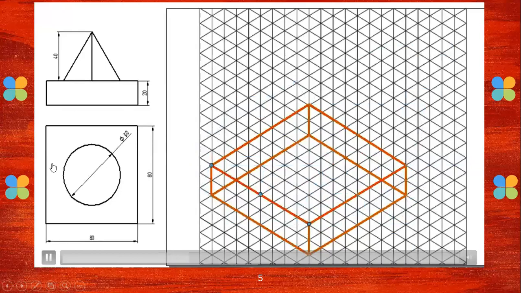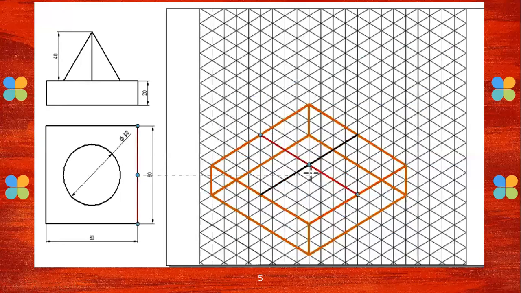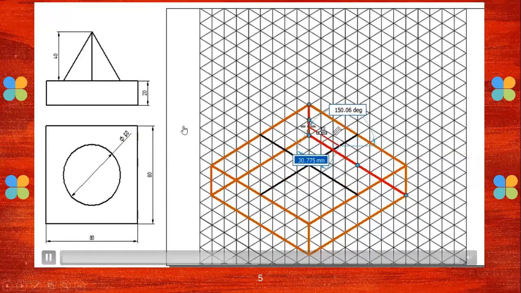Now you have to place the cone of 50 mm diameter. So get the center of the square slab. 80 mm means 4 boxes. Draw a line parallel to the 30 degree line. Again at the midpoint, draw a line parallel to the 150 degree inclination line. So the diameter is 50. From the center, go 25, that is 2 boxes and the middle of the box. So 25, again 25 mm, 2 boxes and the middle of the box.